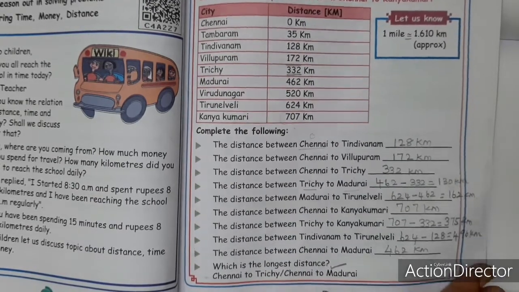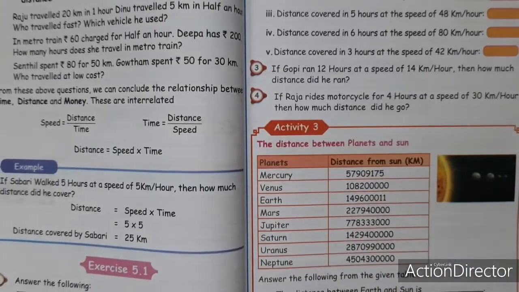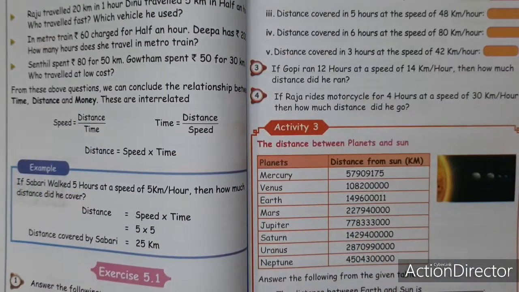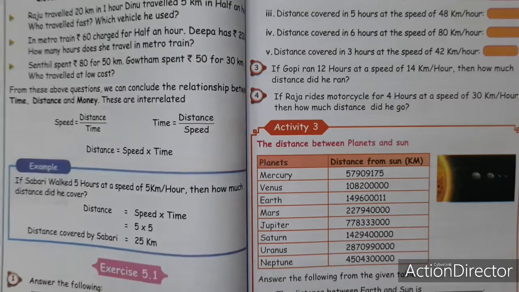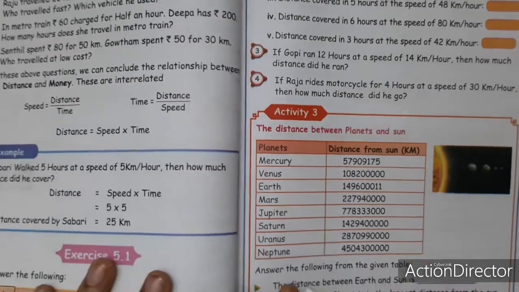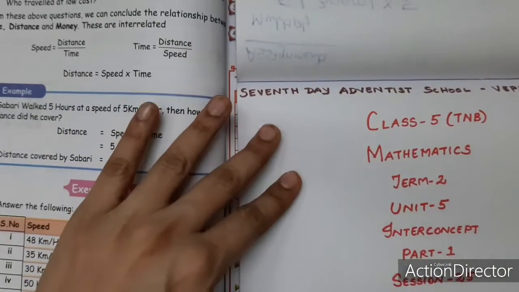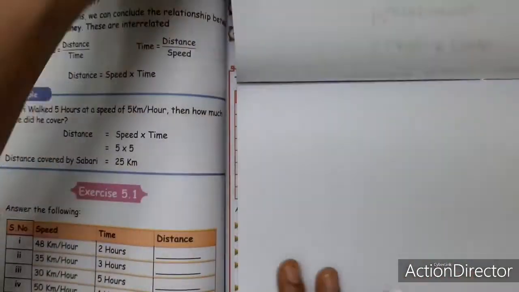Okay, next we shall move on to the lesson. So in this chapter we are going to compare what? Time, money and distance. So 3 important formulas you have to remember. What is that? Okay, so what is that?